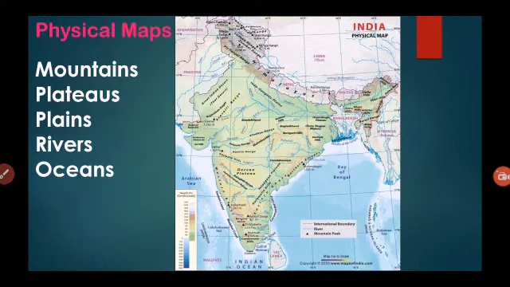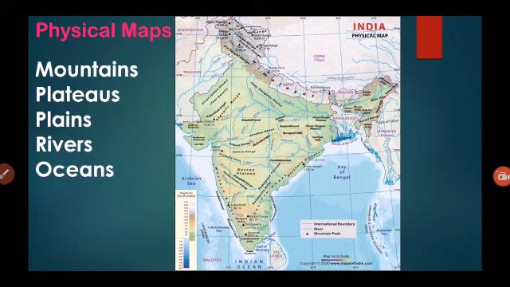The first one is the physical map. Physical maps show the natural features of the earth, such as mountains, plateaus, plains, rivers, and oceans. Many other physical features we can see on a particular map. That type of map is called a physical map, or a relief map. Students, on this screen you are seeing the physical map of India.